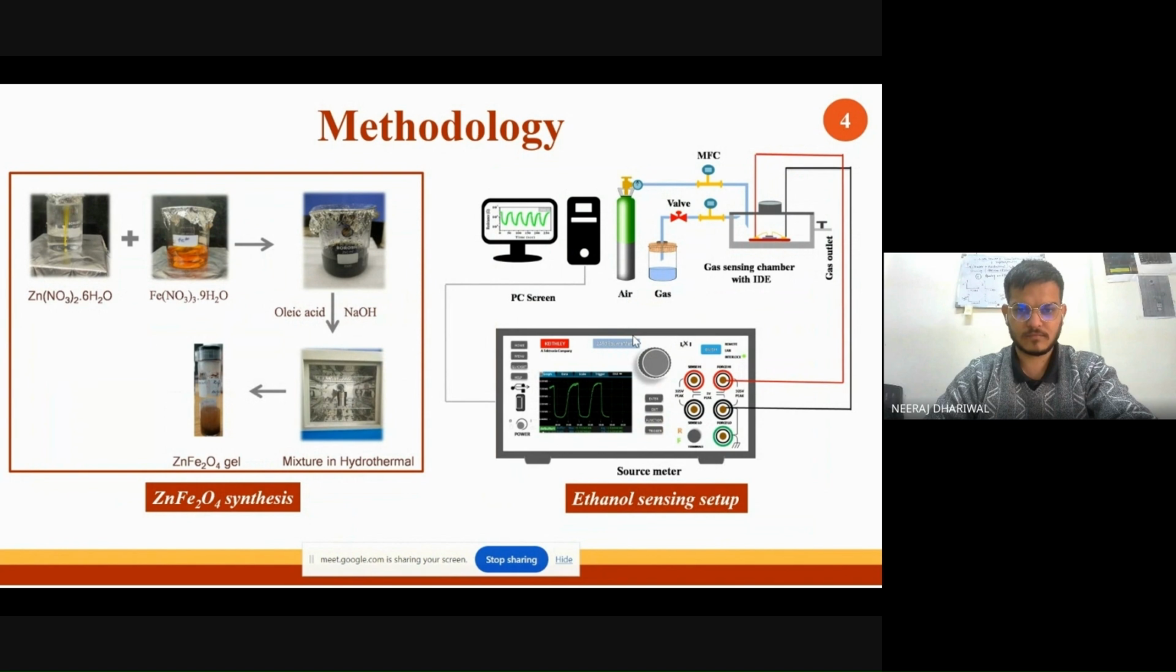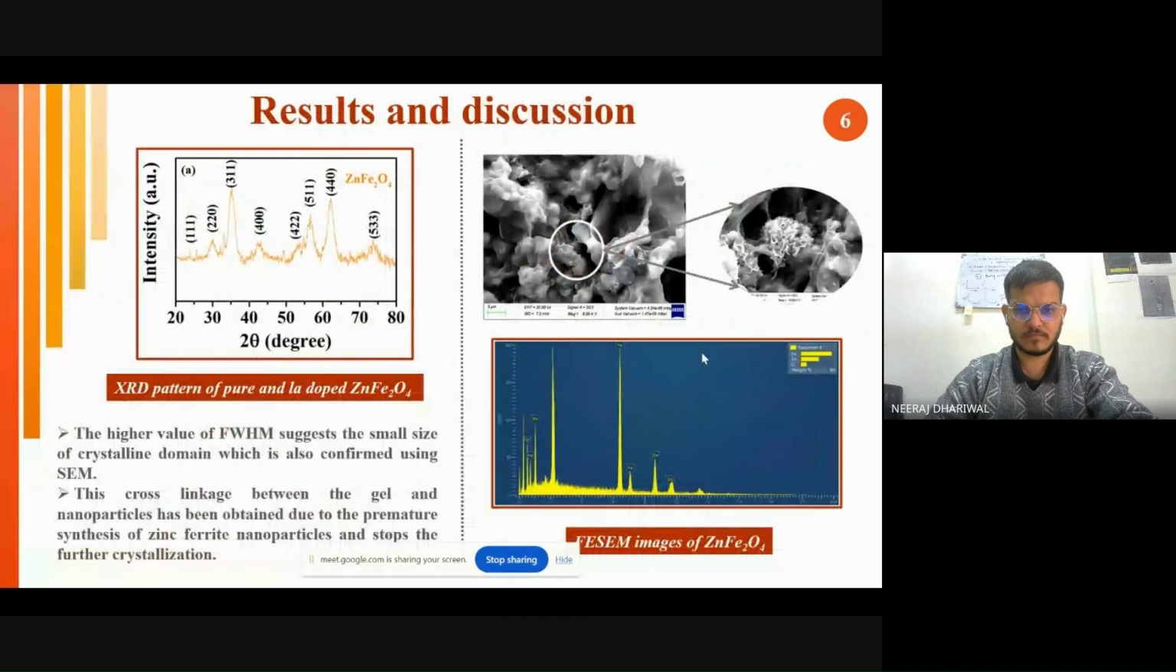Coming back to the ethanol sensing setup, after the fabrication of the sensor, we used it for gas sensing. We have a gas sensing chamber over here attached to the gas, which is ethanol, and an air line just to evacuate or normalize the atmosphere. We connected this chamber with this interdigitated electrode to the source meter, from which we took the reading, and then connected it to the PC. That is optional. We can connect the PC, or we can directly take the reading from the source meter as well. Then coming to the results and discussion part, the first one is the XRD of ZnFe2O4.